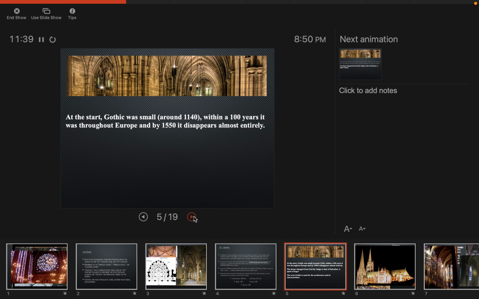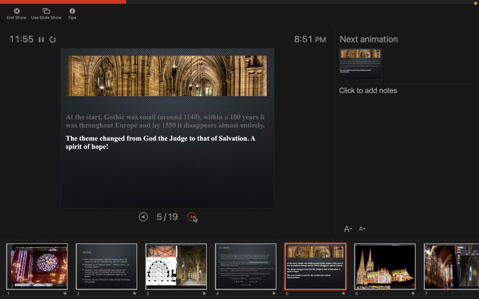So at the start, Gothic was small. The start being around 1140. Within 100 years, it was throughout Europe, and by 1550, it disappears almost entirely. The theme changed from God the Judge to that of God of Salvation. So a spirit of hope.